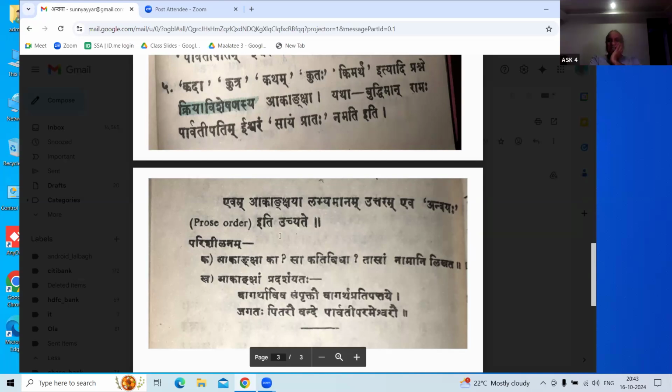I think you all have given the correct analysis as per the procedure that we went through. What was the procedure? The first thing is to do the padacheda. The second is to identify the verb. The third is to identify the subject. The fourth is to identify the object. After that, we have to see if there are any adjectives describing the subject or the object, and also any adverbs describing the type of action. So you all did that.